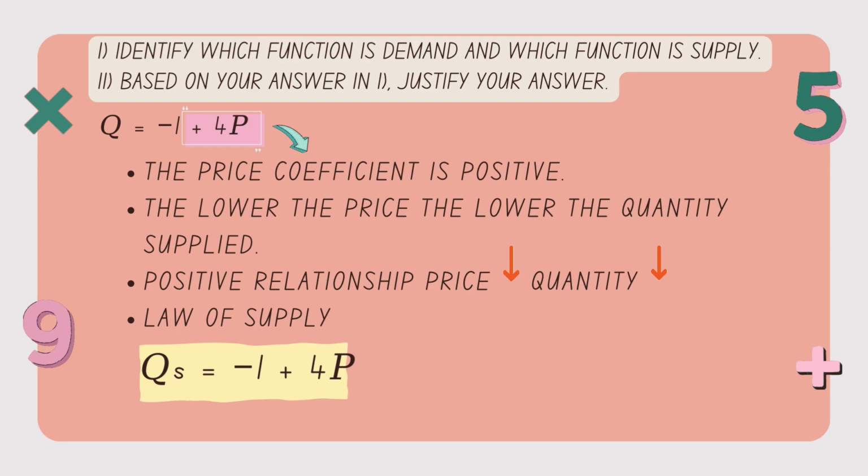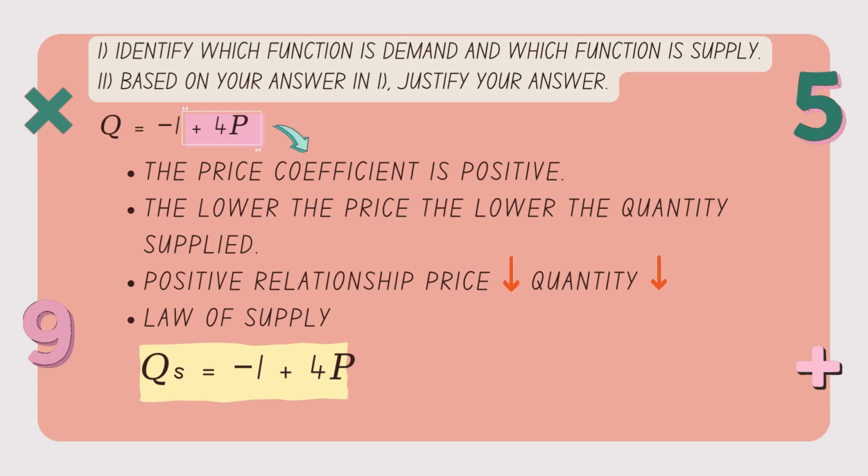Firstly, we are going to identify which function is demand and which function is supply, and also justify the answer. The first function that we are going to look at is Q equals negative 1 plus 4p. First of all, we have to see the letter P in this equation, which indicates price, and check what sign is given in front of the letter P. The plus sign indicates a positive coefficient for the price.